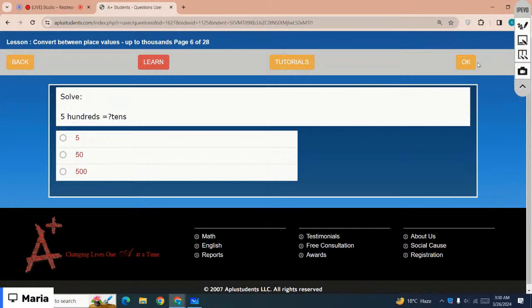500 equals how many tens? 50 tens it is, right? Okay, you can complete the lesson by yourself later today. Let me just move on to the next lesson.